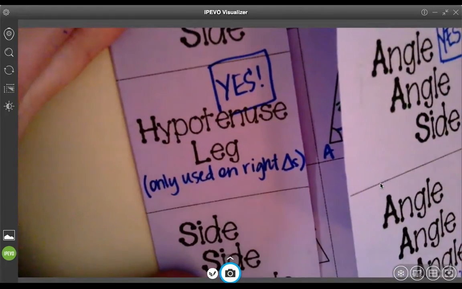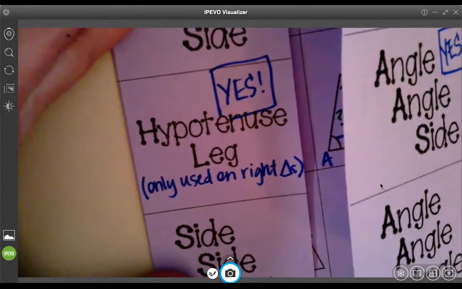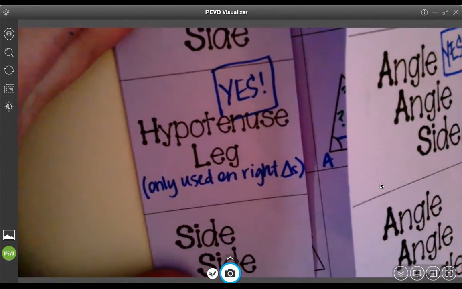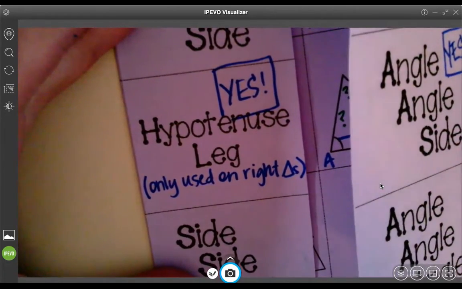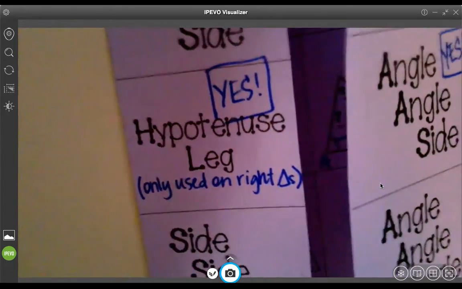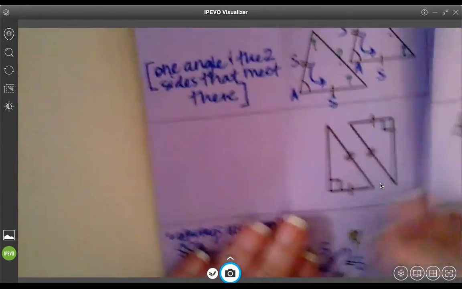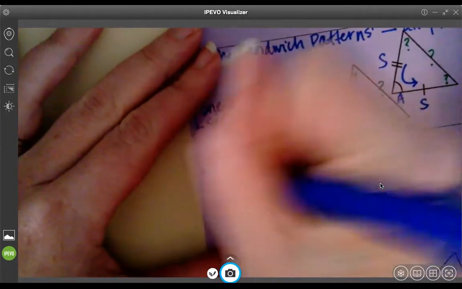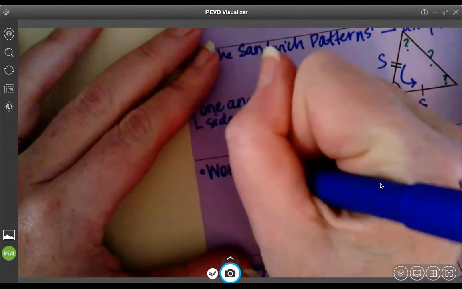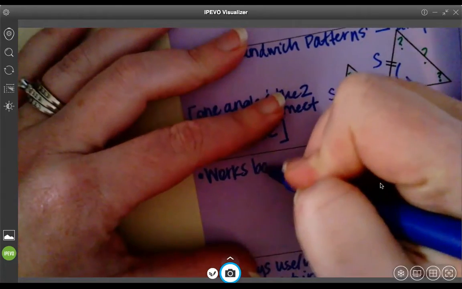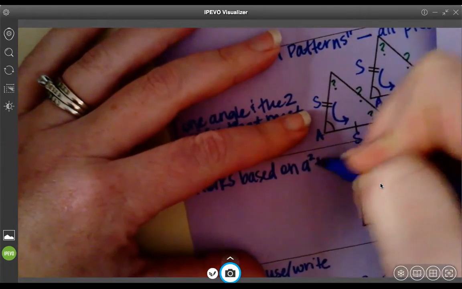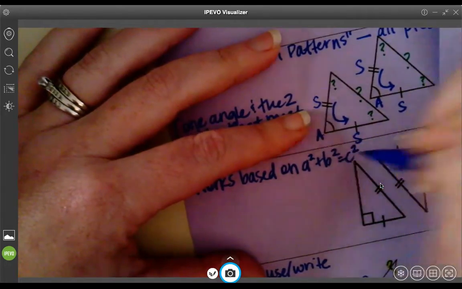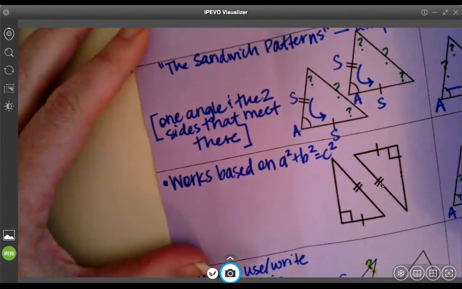Now, does that mean that I can't use side, side, side for a right triangle? No, I can still use all of those other ones, but because a right triangle has some special properties, this is an extra way that we can prove that these are or are not congruent. So hypotenuse leg, we're going to put up here, works based on Pythagorean theorem. And I'm just going to put a squared plus b squared equals c squared, because that's shorter to write than Pythagorean theorem.